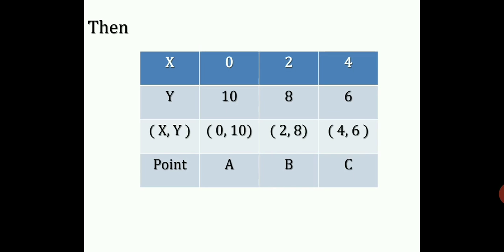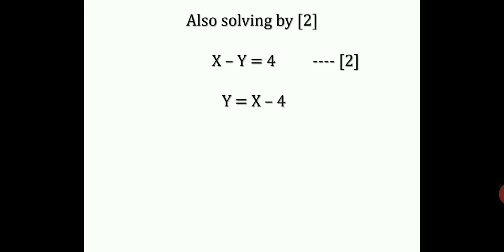In the same way, we make a chart for equation number 2 also. Put the values in equation number 2. Equation number 2 is x minus y equals 4, that is y equals x minus 4. Then put x equals 0, then y is 0 minus 4, that is minus 4.